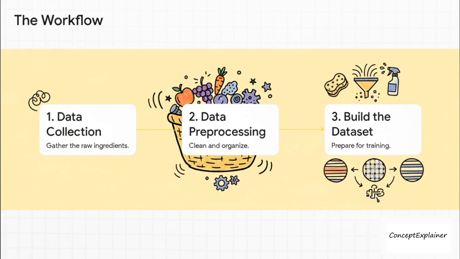And that workflow really boils down to three main stages, and this is going to be our roadmap for this explainer. First, you've got data collection. Think of this as gathering all your raw ingredients. Then comes data preprocessing, which is the super important cleanup phase. And finally, we build the dataset, getting it ready for the model to train on.